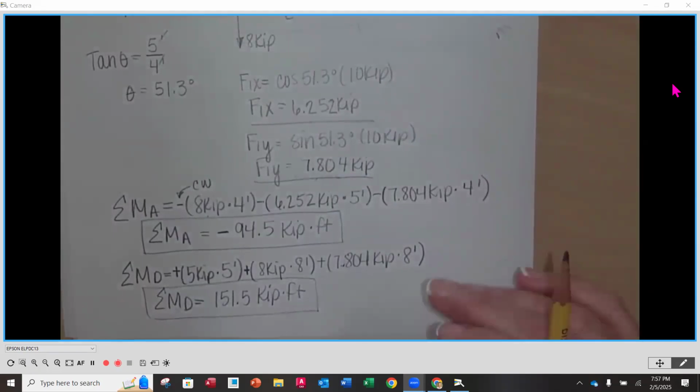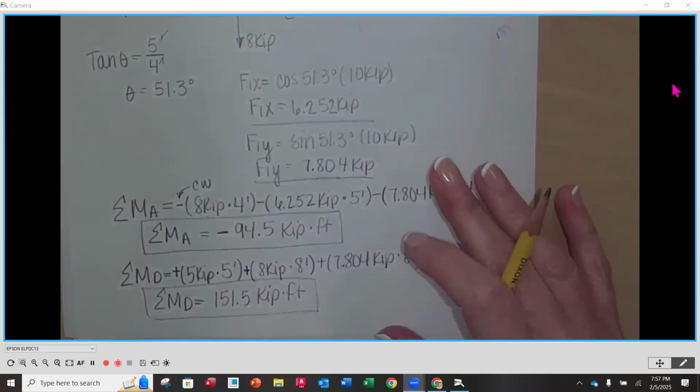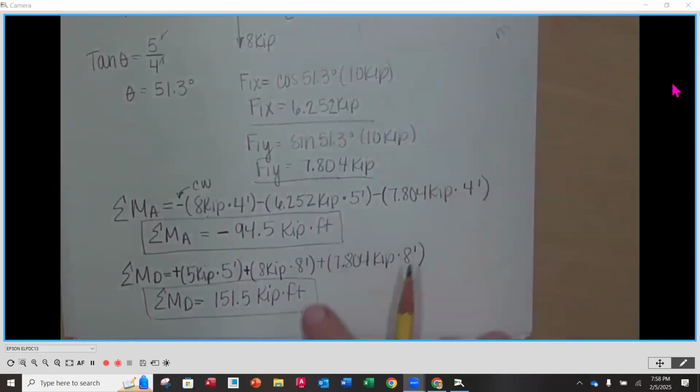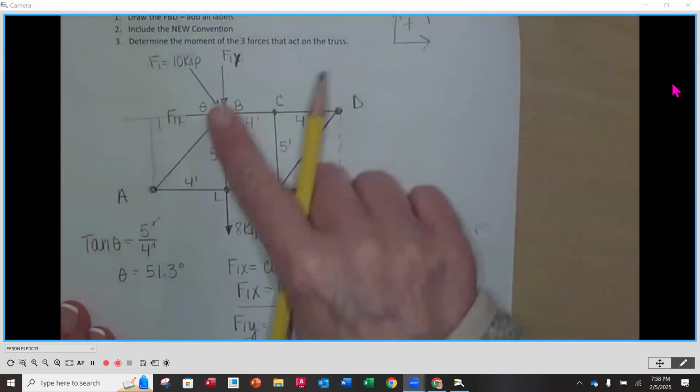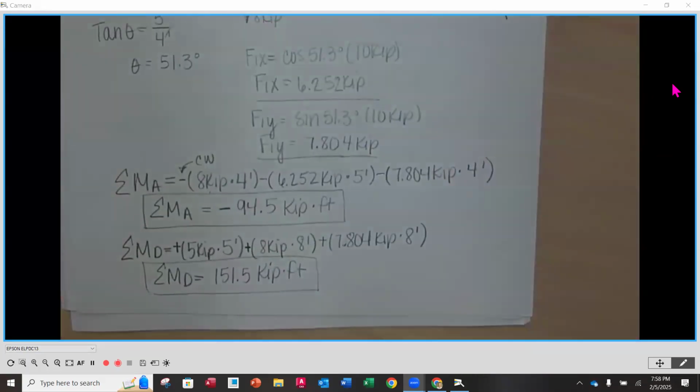So any questions on this example? It wanted us to sum the moments around each one of those. We drew our free body diagram, put our components up there, and then found the perpendicular distances and applied the convention. Okay, so that's where we're going to stop today for our practice problems.